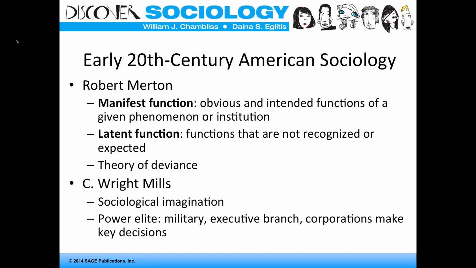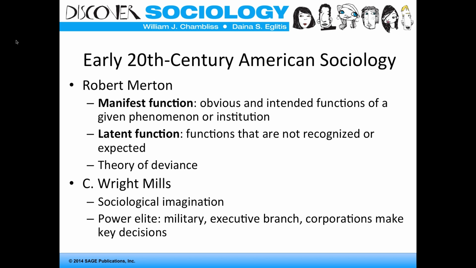Two of the things that he's most well known for are manifest and latent functions. And when we talk about social systems, social structures, you're going to see these terms again. First off, a manifest function is an obvious and intended function of a given phenomena or institution. So, why are you in school? Well, the manifest function for you being in school is to teach you about nursing or accounting or sociology, right? You've got to learn the language. You've got to learn how we do things in the specific disciplines that you want to work in, and that's obvious. That's why you're going to school.